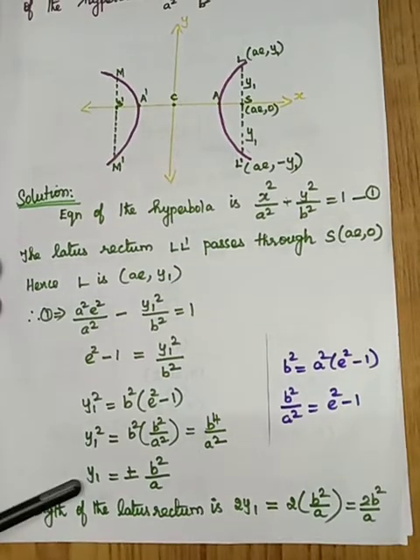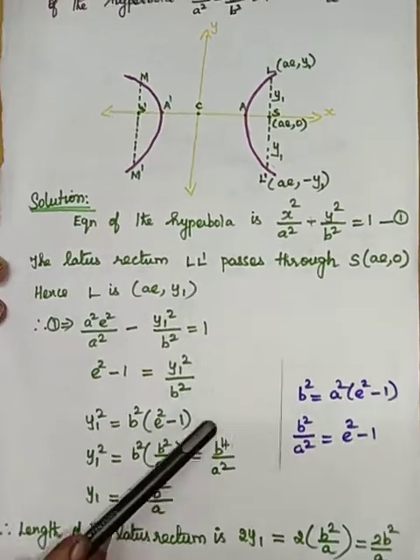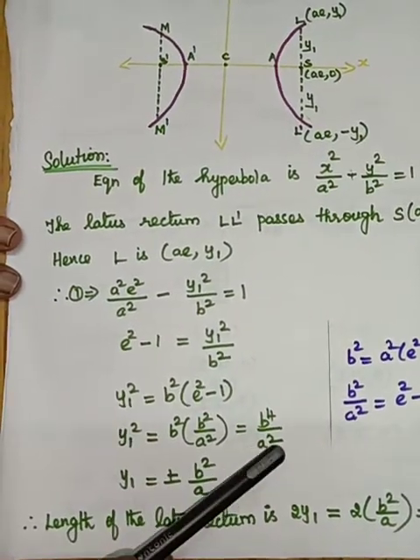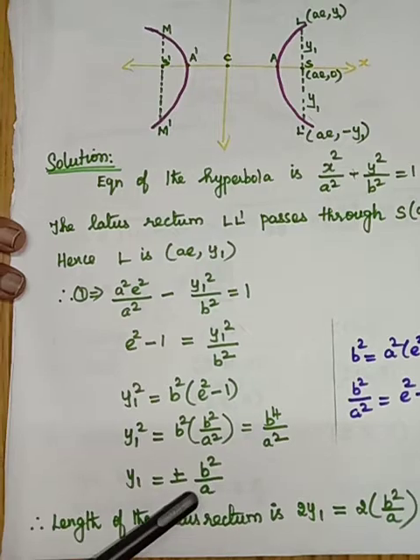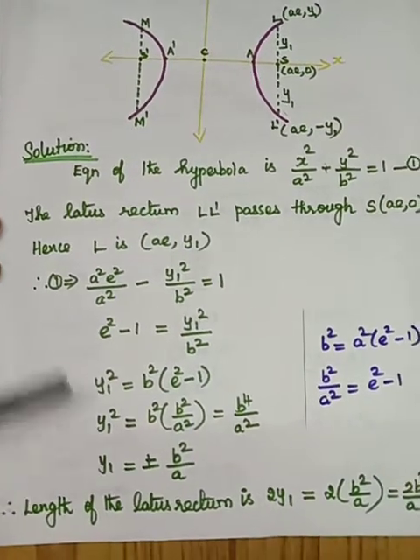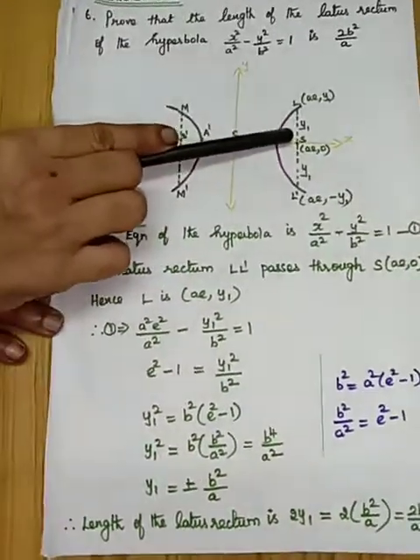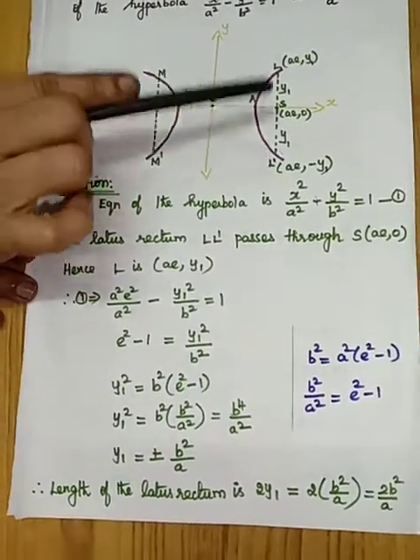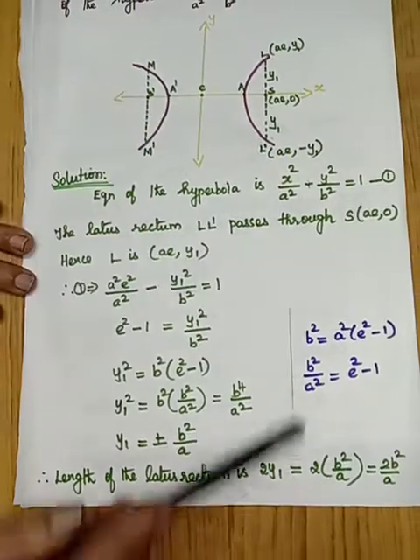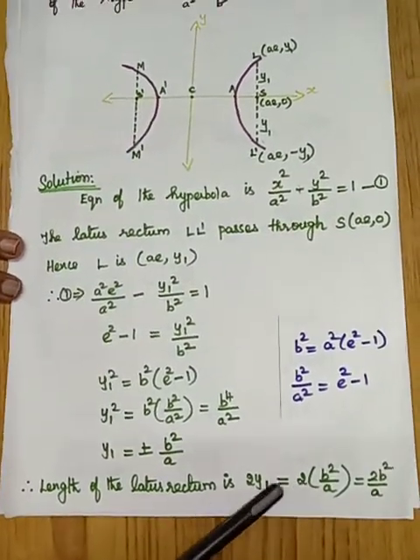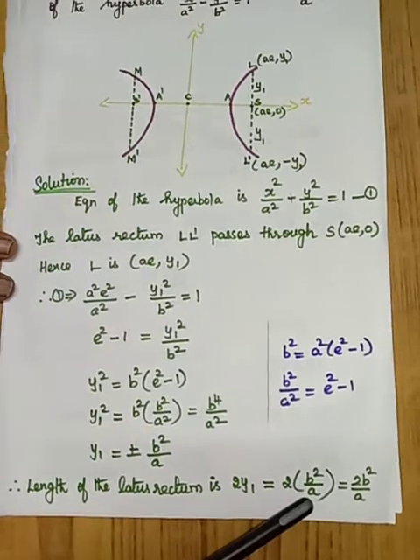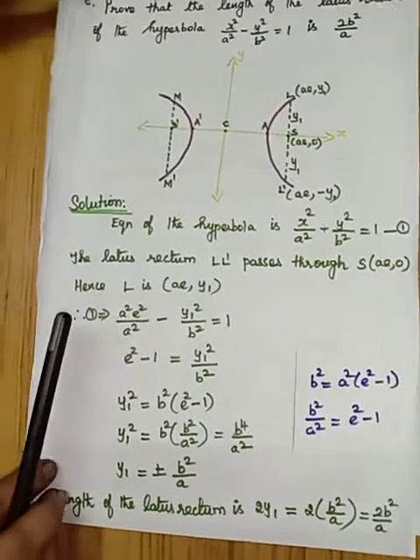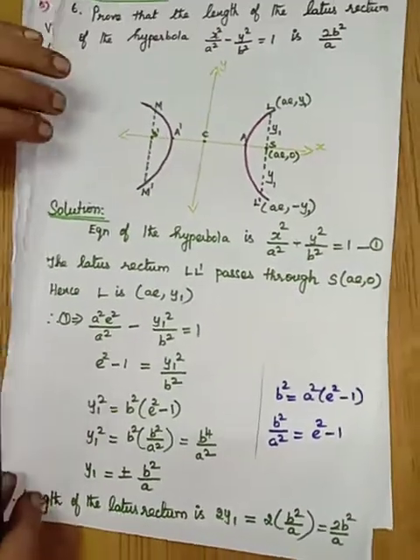So from this you have to find y1. So for y1 you have to take the square root of this. So the square root of b power 4 is b squared, and the square root of a squared is a. So y1 is a distance. It cannot be negative. So we have to take the positive quantity. So length of the latus rectum, how much is it? y1 plus y1, that is 2y1. Okay. 2 into, what is your y1? b squared by a. So that is equal to 2b squared by a. That is the length of the latus rectum of the hyperbola.